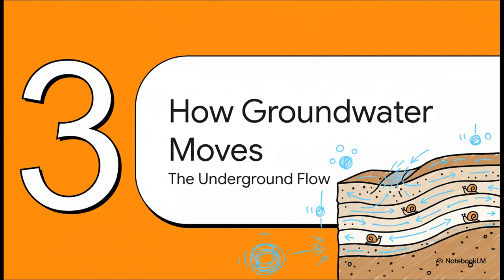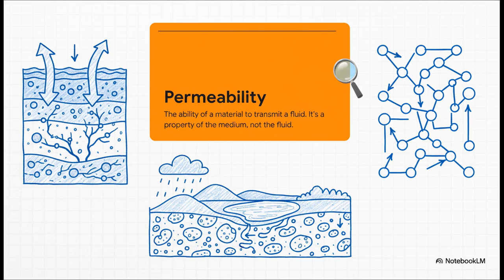I mean, we're talking slow, like snail's pace slow sometimes, but it is moving. So what's actually making it move? Well, the key property here is a word called permeability. Basically, it's a measure of how easily water can flow through something. It's not about how much water it can hold, but about how connected all the little pores and cracks are. It's all about the pathways.